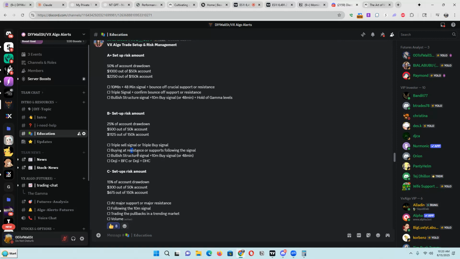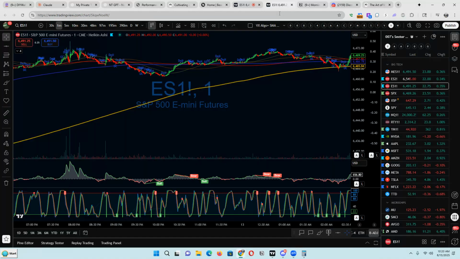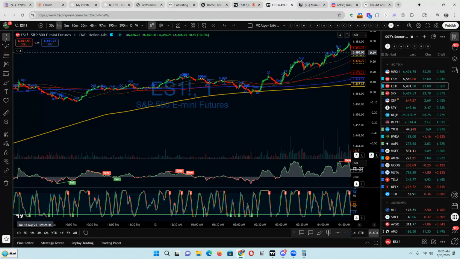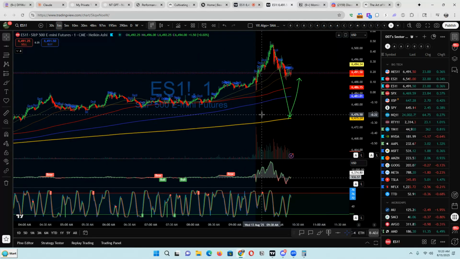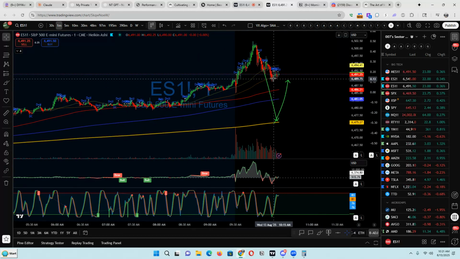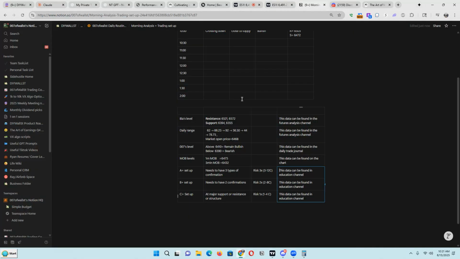Buying a support resistance following a signal. Let's say we have one of the resistances or one of the supports. For today's example, I believe 64.91 is a major support right here, right? That's a support level here. And if we get a buy signal at any given time right now, that's two confirmations. That's a B plus setup right there.